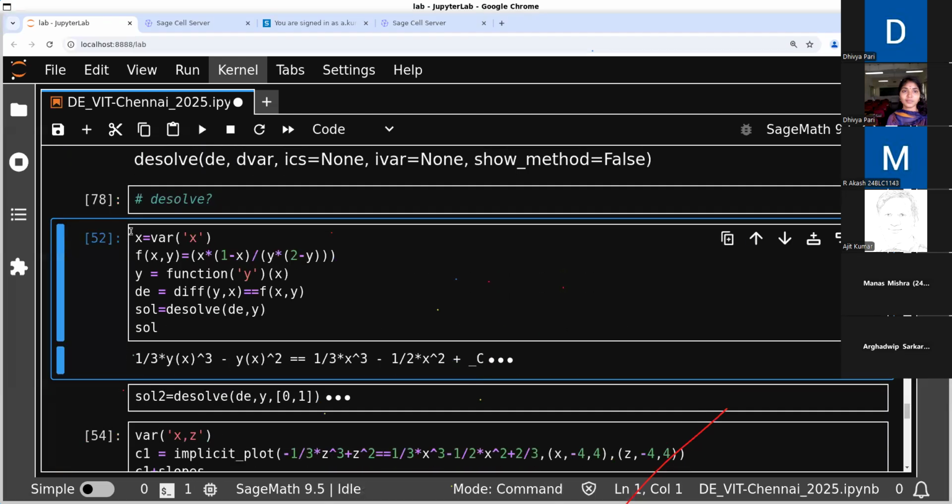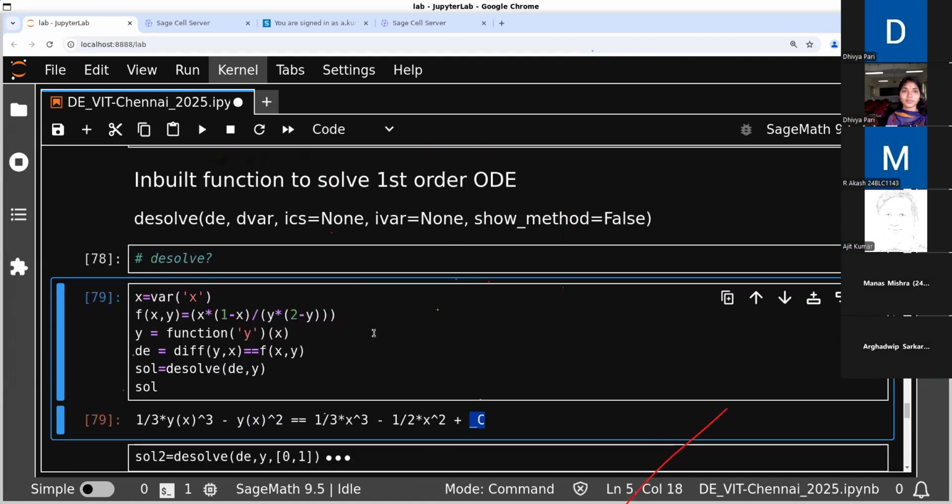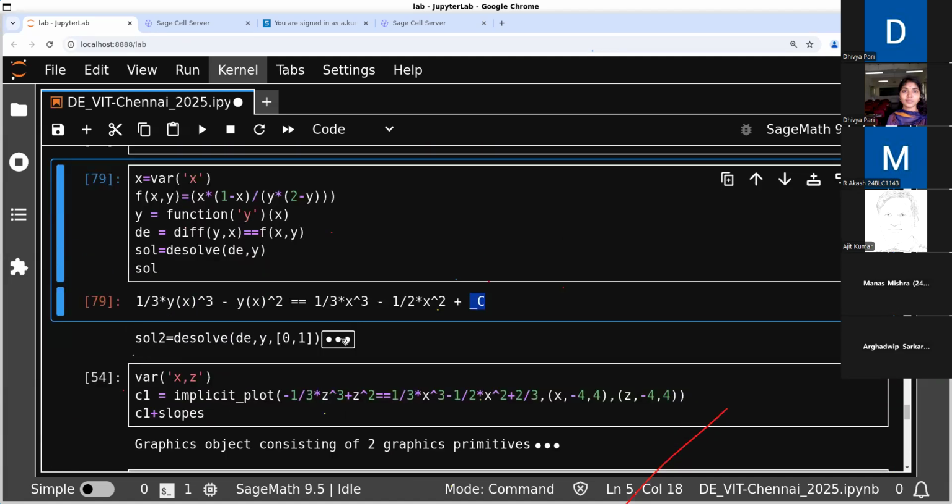Let me get rid of this fellow, I'll comment this out. So I'm defining this function, and then y is equal to Function, defining y as a function of x, and then declare this dE is equal to the derivative of f with respect to x, double equal to f(x, y). f(x, y) is defined like this, and then say dsolve dE with dependent variable y, and this is the solution. Of course, this has an integrating constant. But if I have an initial value problem, for example, let us put the initial condition y at x equal to 0, y at x = 0 is equal to 1.